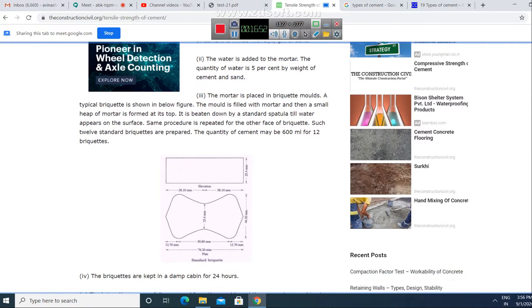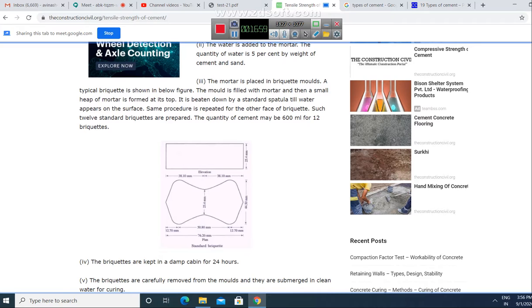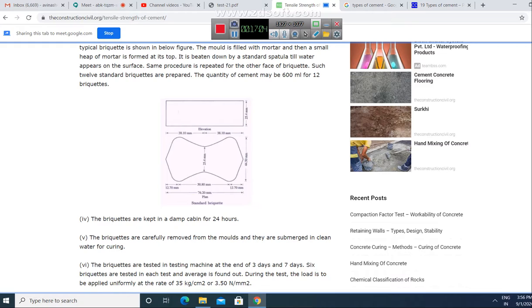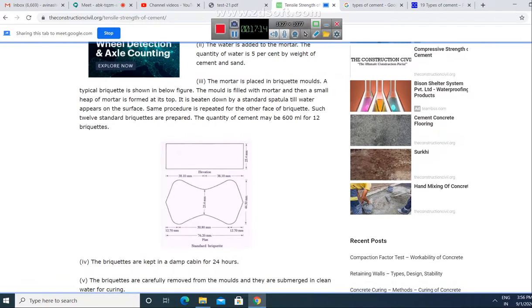This will be the plan of the briquette mold, and this is the elevation. Now the briquettes will be kept in a damp cabin for 24 hours. For a time period of 24 hours, you are keeping the briquette in a wet condition. Now after 24 hours, you are removing the briquette from the mold. You have filled the cement paste in the mold and you are maintaining it in a damp condition for 24 hours. After that, you will be removing the briquette from the mold.